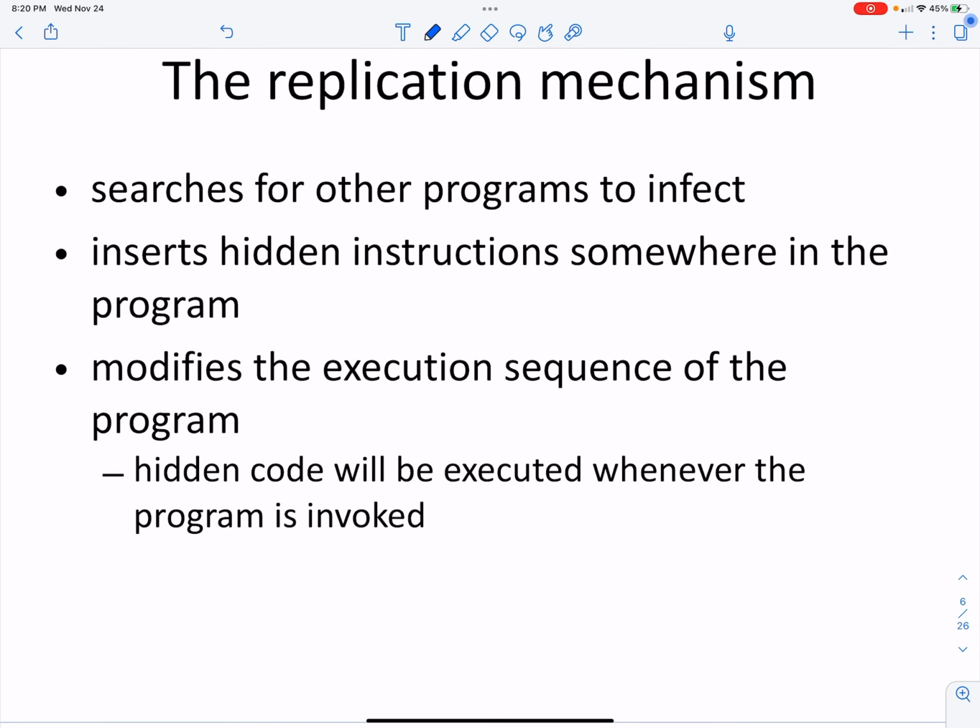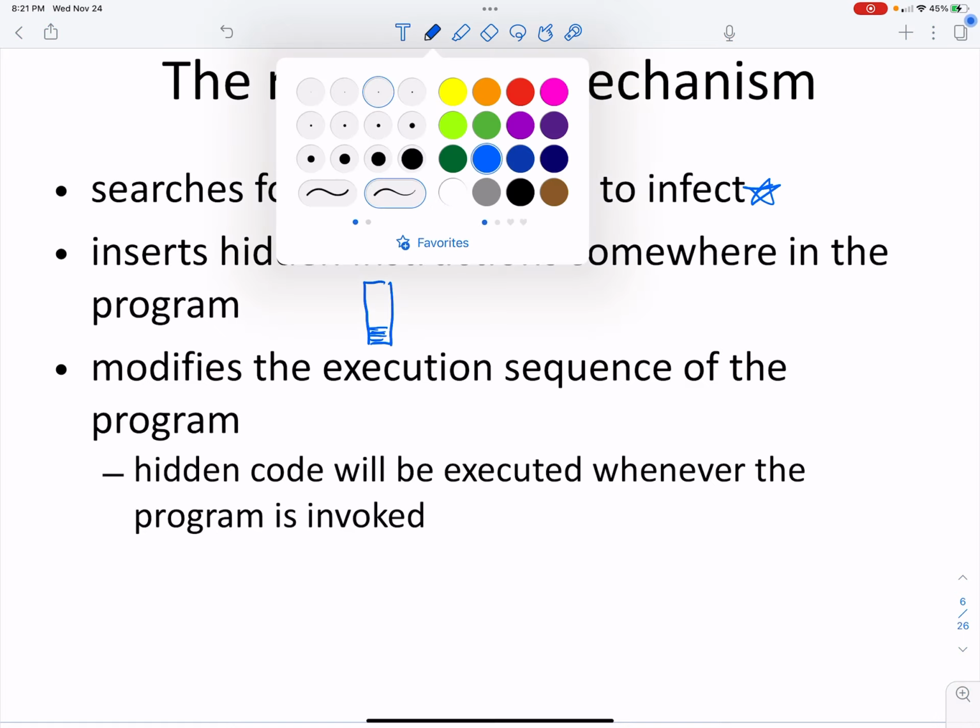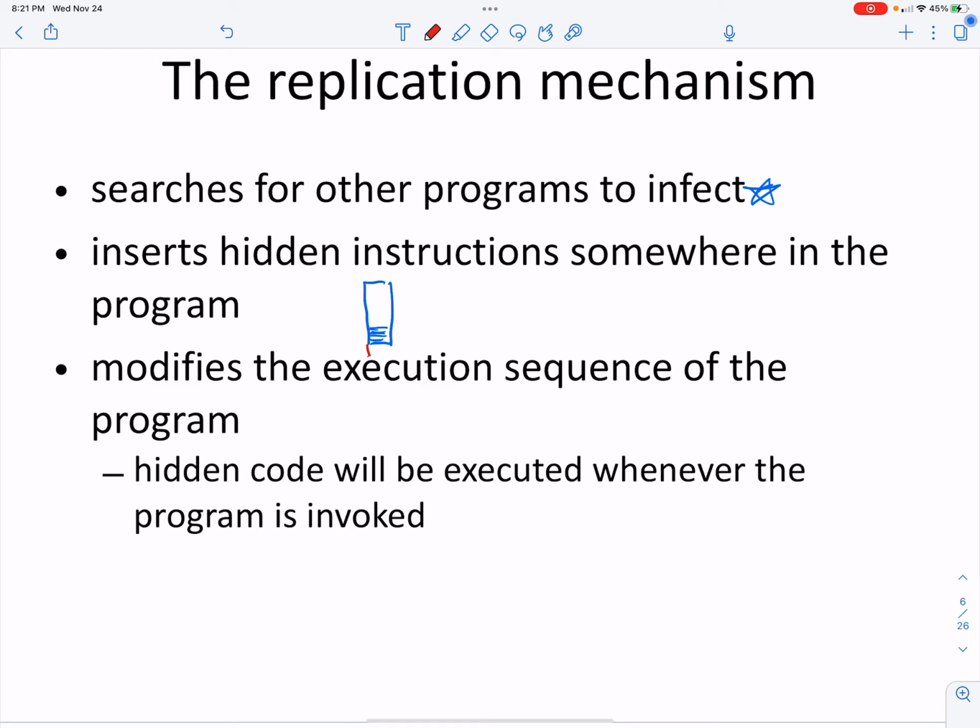So viruses will search for other programs to infect, and then they're going to insert hidden instructions. So this is kind of an interesting idea. So we have a program in memory, and the virus comes along, and maybe it replaces some of the code with its own code. The other thing it could do is it could append malicious code onto the executable.